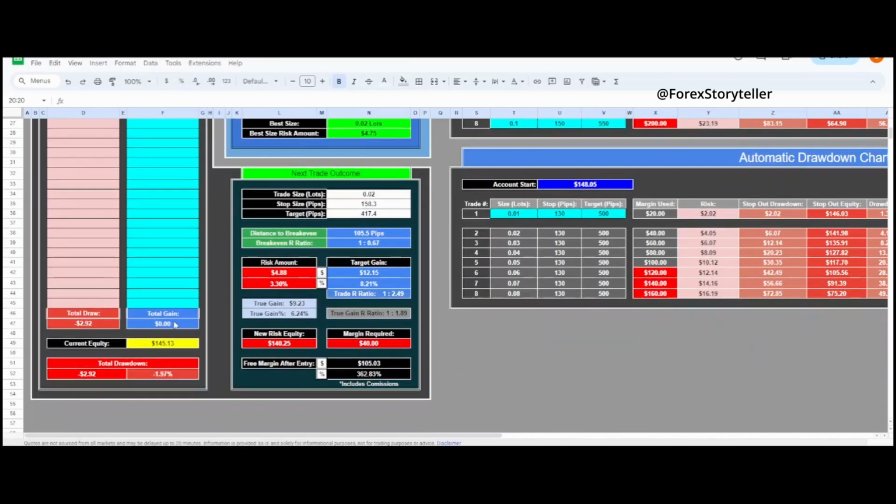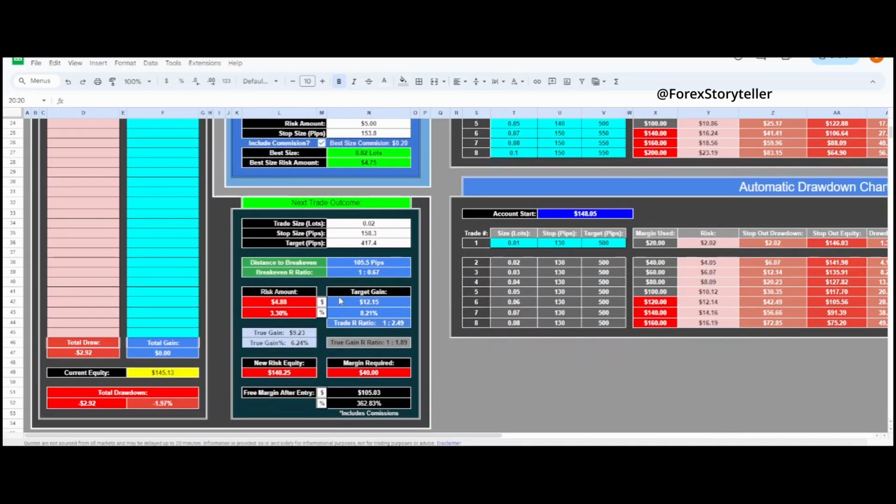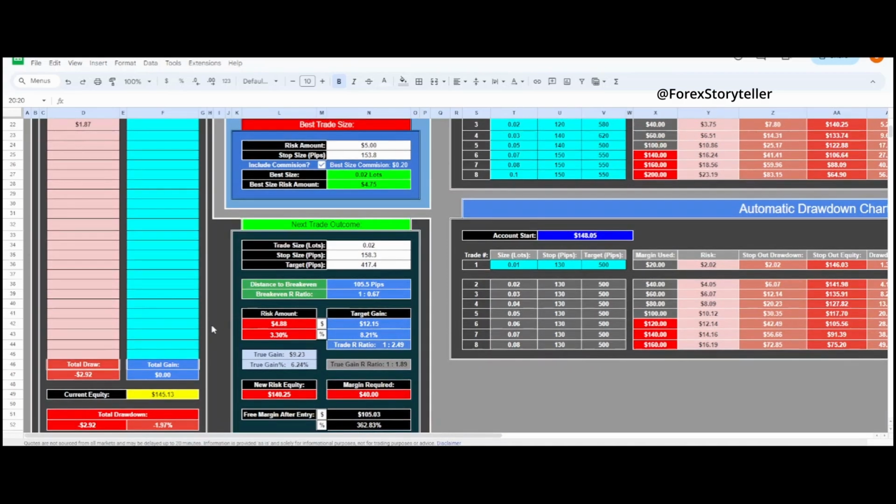And it will figure this out balanced, whether or not you are already positive or how far you need to go. Everything is figured based from the starting balance here. So if I were, for example, I've already got one set up to take a trade of 0.02 lots, and I'm looking at a 158.3 stop size, which is the current trade I have on right now, and I'm looking at a target of 417.4 pips.